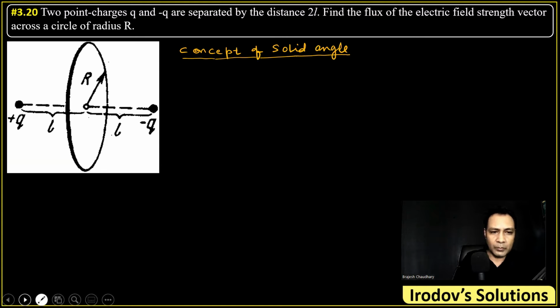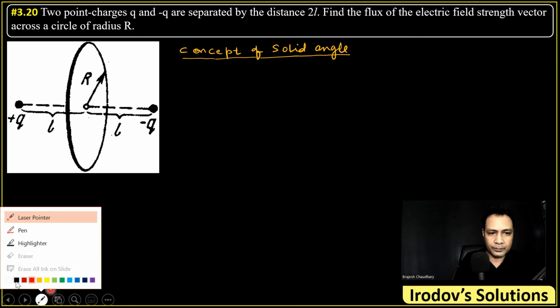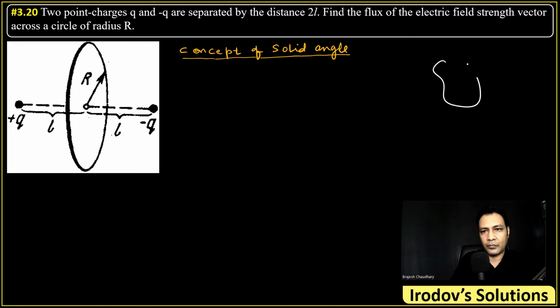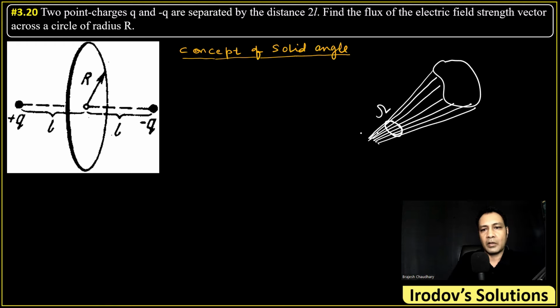So for example, suppose this is any curve, and this is some point. If I join each point of the curve to this point like this, like this, like this, and like that, I will get this kind of a solid angle. And that is the basic idea of solid angle.